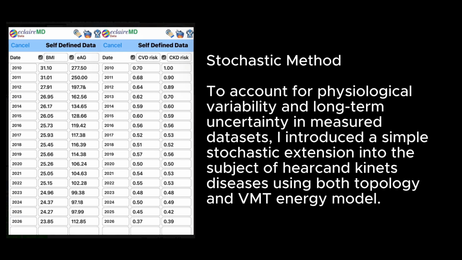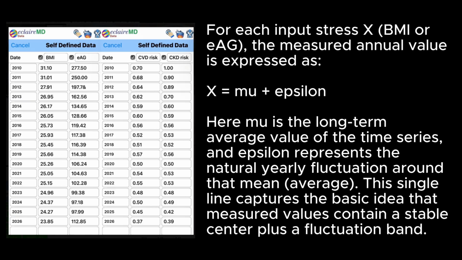Stochastic method, to account for physiological variability and long-term uncertainty in measured datasets. I introduced a simple stochastic extension into the subject of this study using both the topology and VPT energy models. For each input stress x, BMI or EG, the measured annual value is expressed as x = μ + ε, where μ is the long-term average value of the time series, and ε represents the natural yearly fluctuation around that mean average. This single line captures the basic idea that measured values contain a stable center plus a fluctuation band.